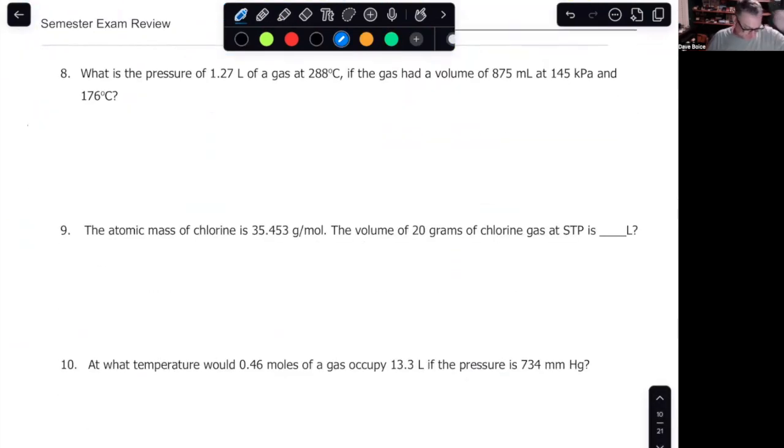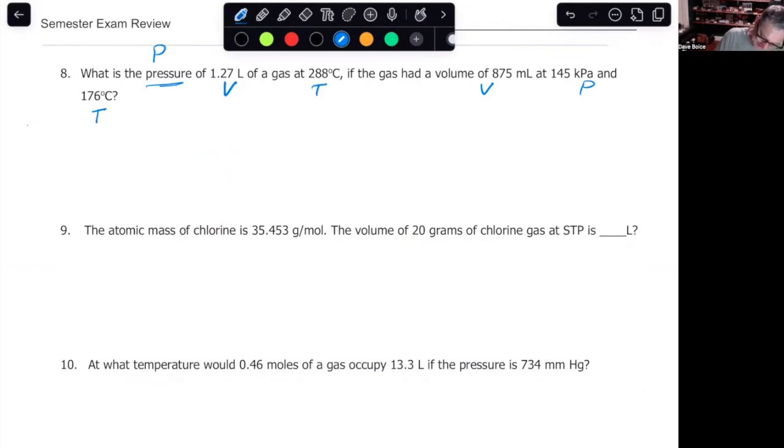All right, what is the pressure of 1.27 liters? Oh, new page. Here we go. 1.27 liters of a gas. So here we go. Here's a volume. Here's a temperature. If the gas has a volume, here's another volume. And here's a pressure. Okay, and here is a temperature. And pressure is what it's asking.